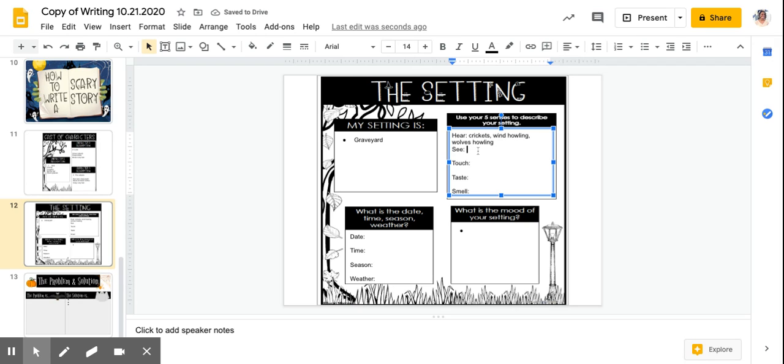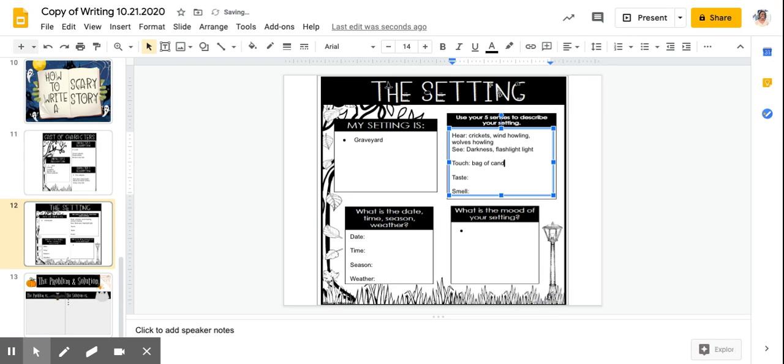So then I think about, what do I see in this graveyard or the cemetery? I think that it's going to be pretty dark out. So I'm going to see darkness. I'm going to see the light flashing in different areas where I'm looking around, looking for someone when I'm playing hide and seek. So I also am touching. So what am I touching? I am holding my candy. So my bag of candy.